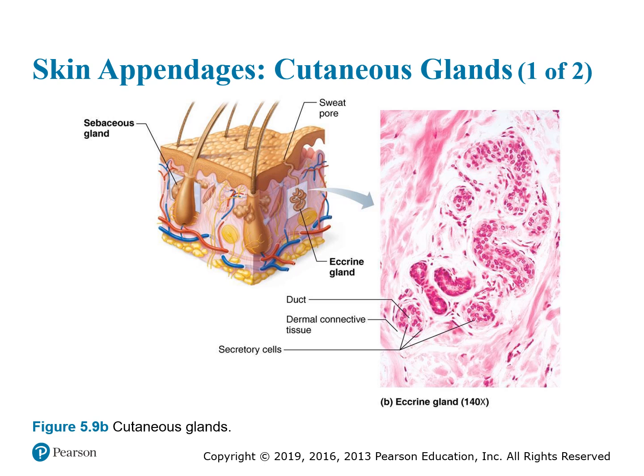So here is a cross section of an eccrine gland. What you're seeing is the secretory cells, which are epithelial in nature, the duct, and then that supporting dermal connective tissue.